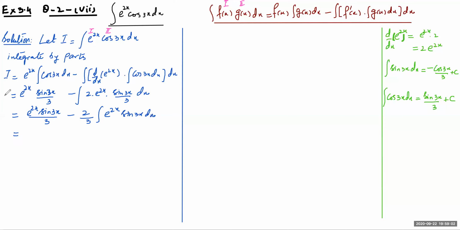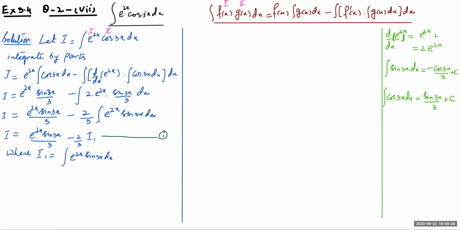Now what do I do? This was my integral I. So I am writing it like this: e to x sine 3x by 3 minus 2 by 3 I1, where I1 is equal to integral e to x sine 3x dx. And for further reference, I'm going to name this result as 1.